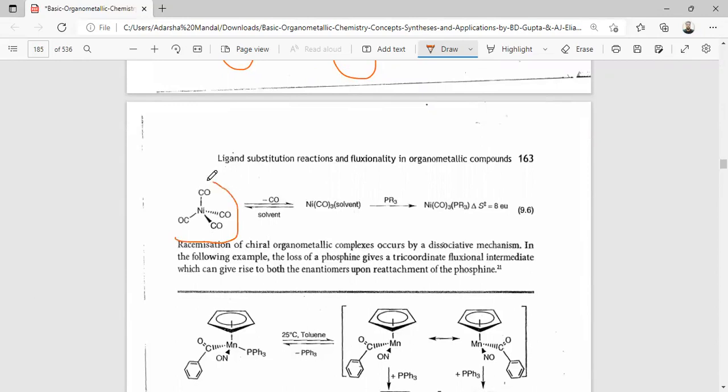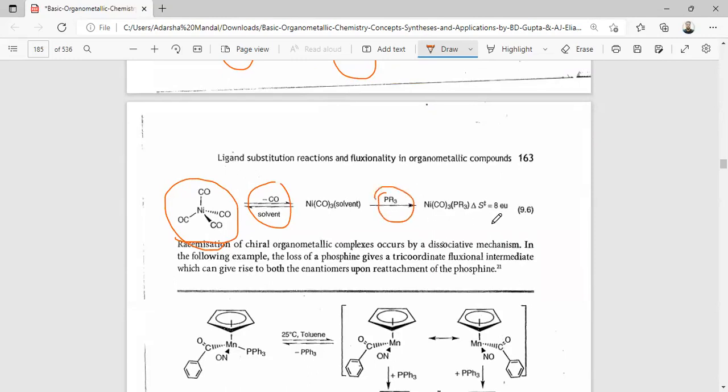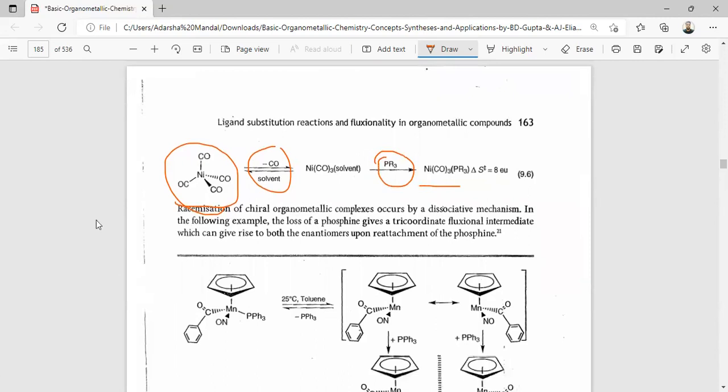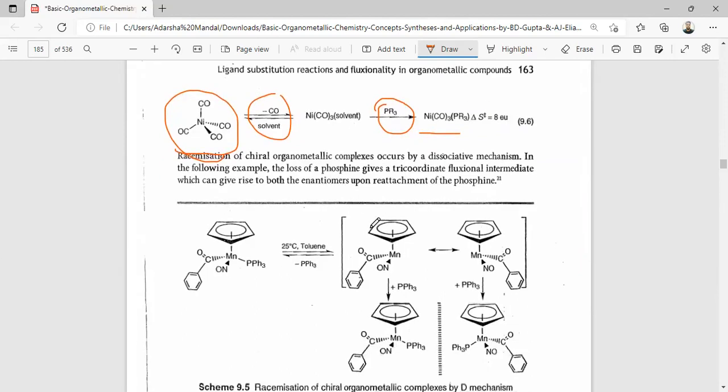So in this case also the Ni(CO)4 first dissociates a CO, then the incoming ligand is associated to form this Ni(CO)3PR3. So the racemization of chiral organometallic complexes occurs by the dissociation mechanism. In the following example, the loss of phosphine gives a tri-coordinated planar intermediate which can give rise to both the enantiomers upon detachment of the phosphine.